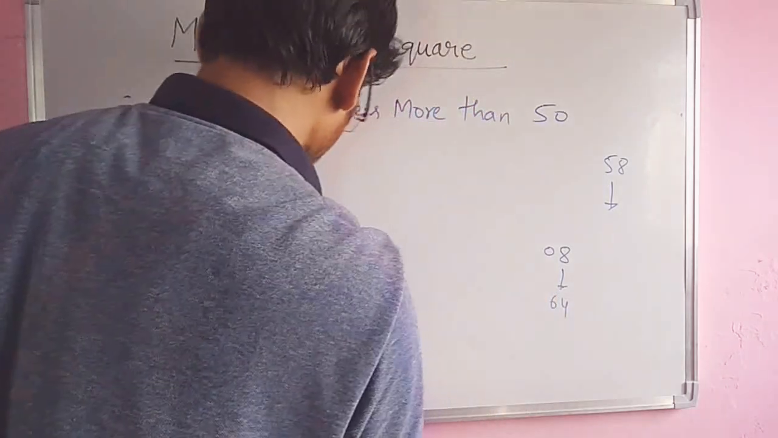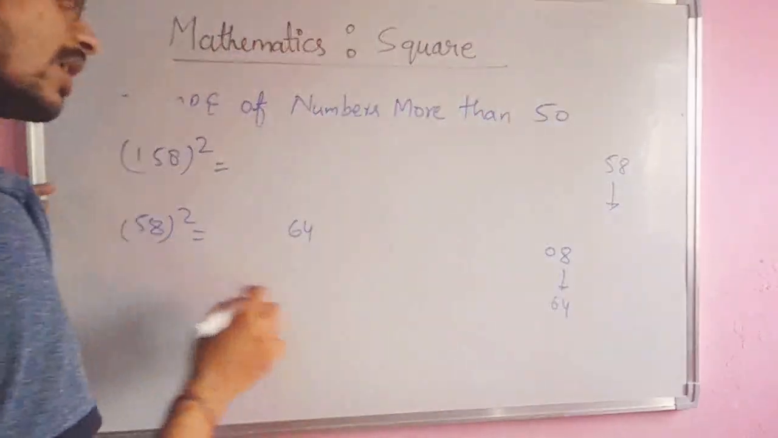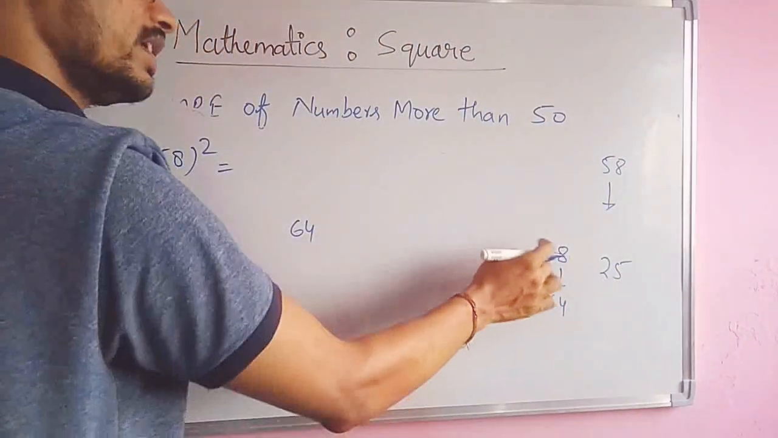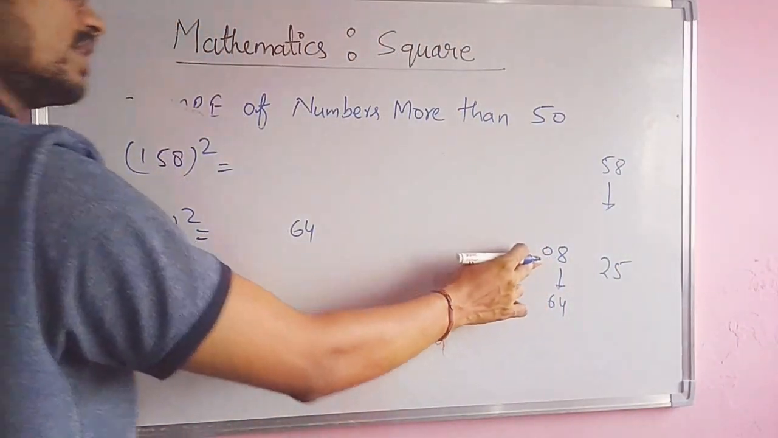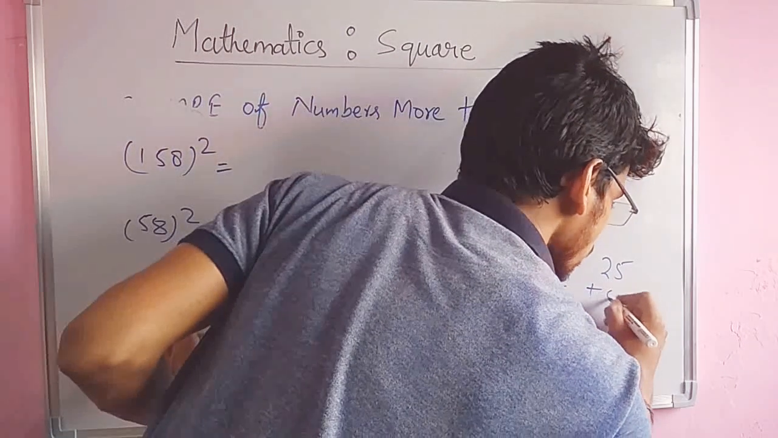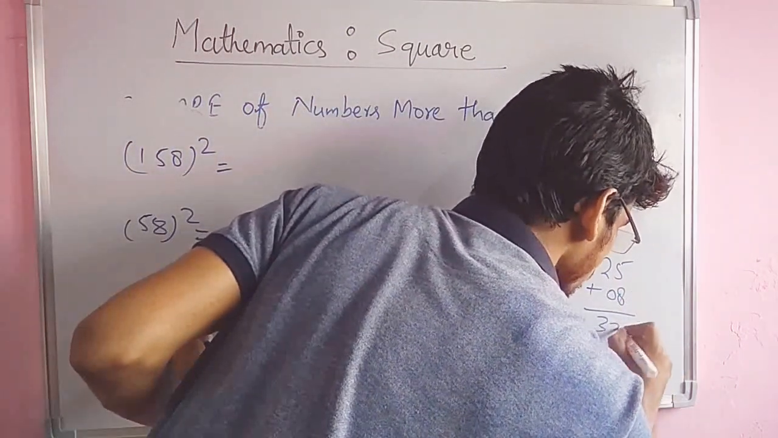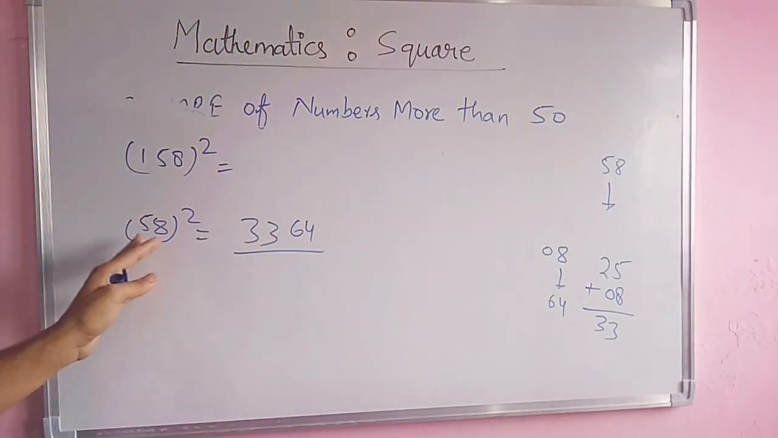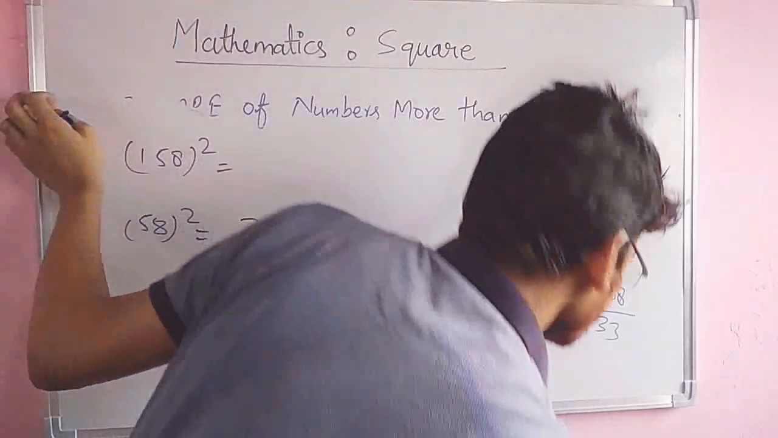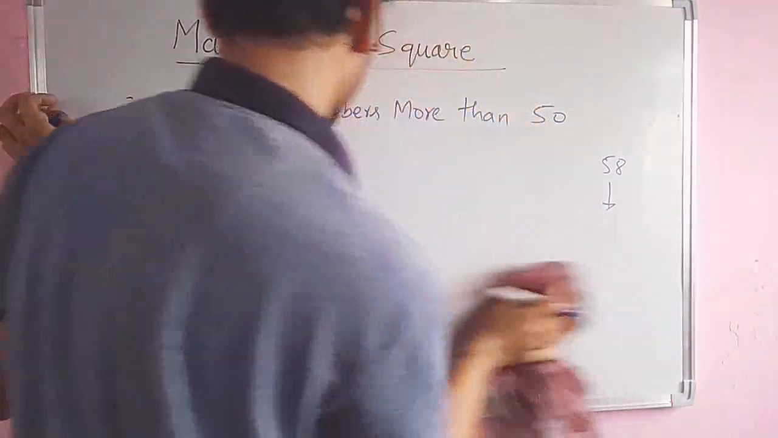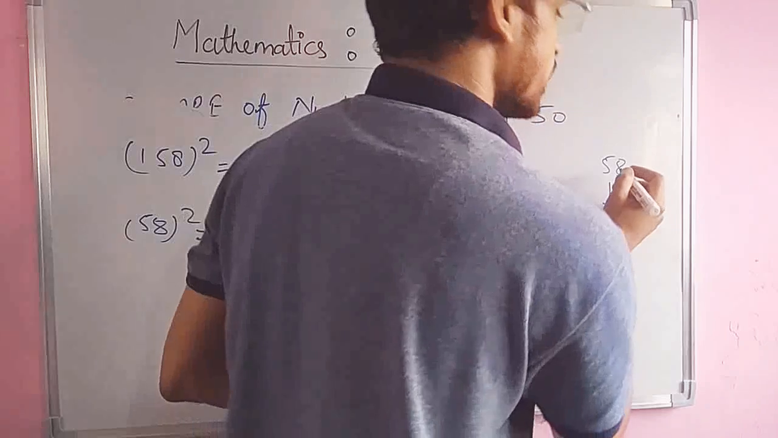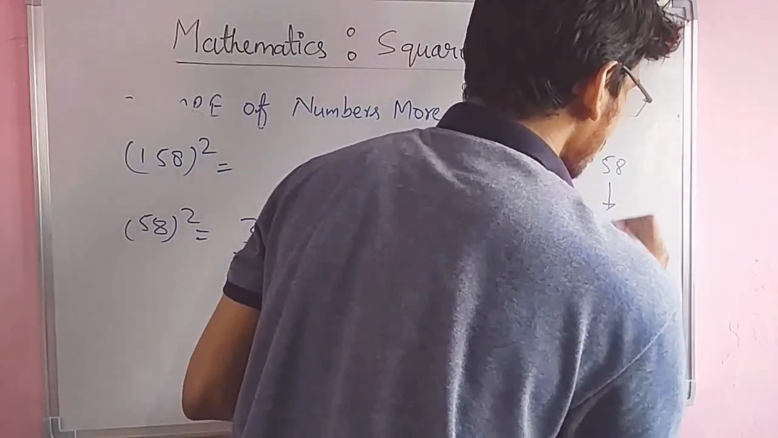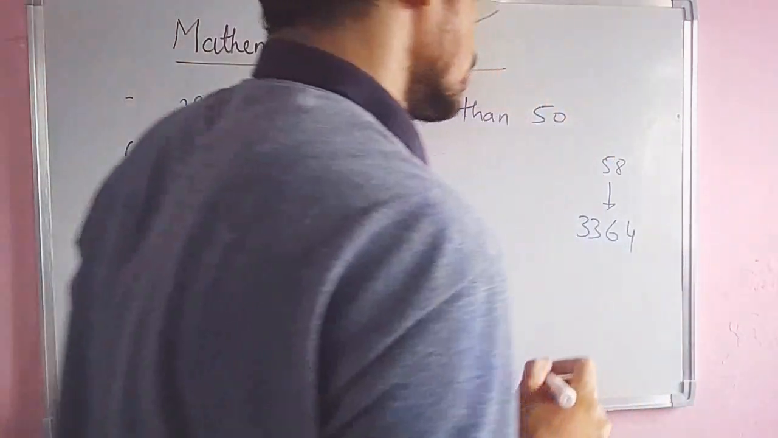Next, note down the 64. Next, here is the golden number, 25. Add the extra value that is above 50 to the golden number, that is 25 plus 8, which is 33. So 3364 is the square of 58. Now, how much is it greater than 100? That is by 58. The calculated square of 58 is 3364.